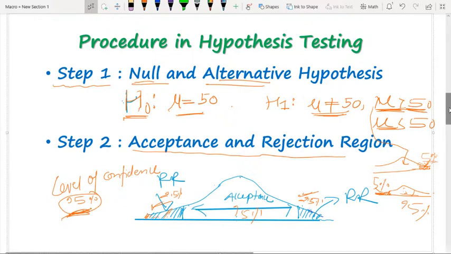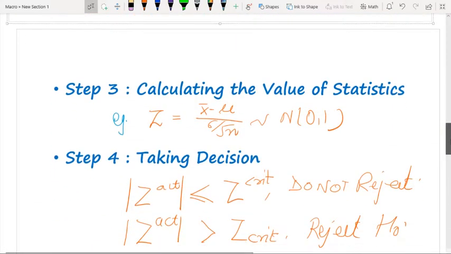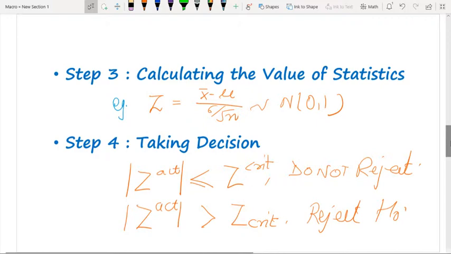After determining the level of rejection and acceptance, we calculate the test statistic. For instance, in this case, we have to test a claim about the population mean, and we can use Z statistics since the sample size is quite large. And the formula for calculating Z statistics is x bar minus mu divided by sigma over square root of n. So this statistic is normally distributed with mean 0 and standard deviation 1 by virtue of the central limit theorem.